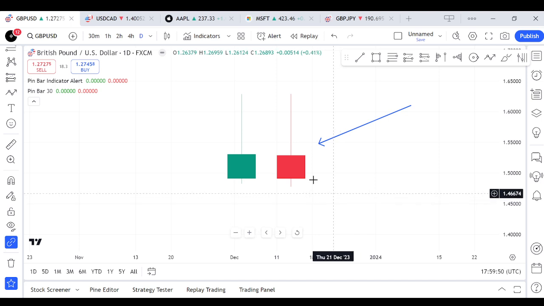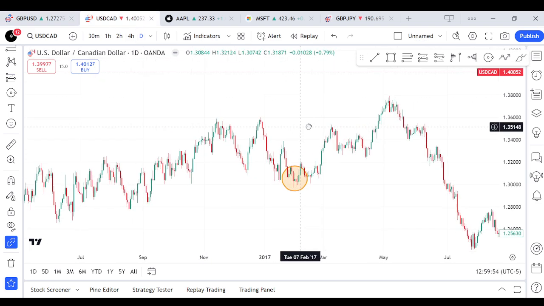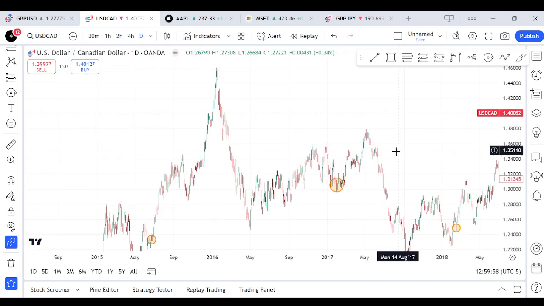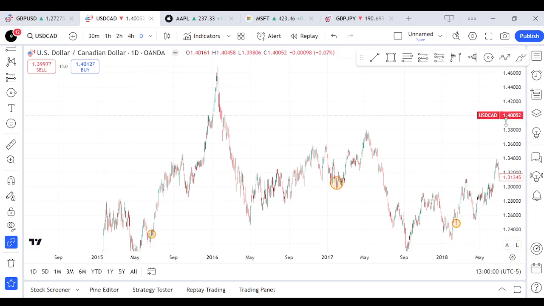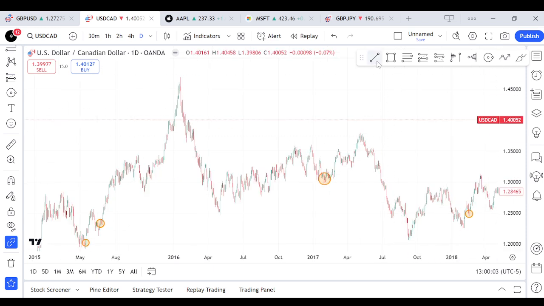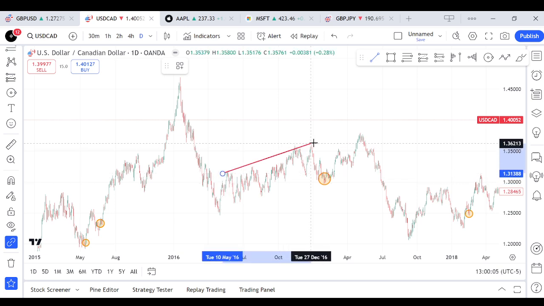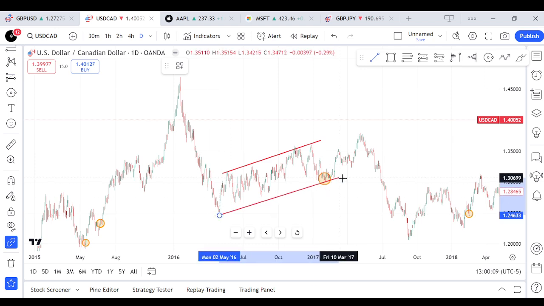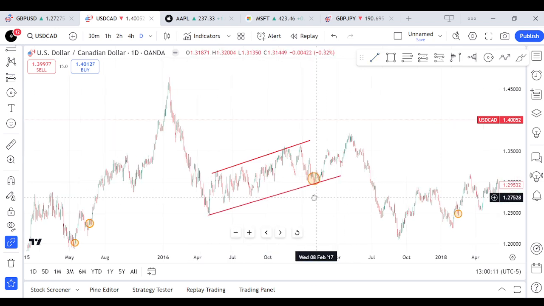So let's open the charts and find this pattern. We were in a downtrend here. Actually, here price was bullish, it had this trend line. Let's try to connect this trend line.